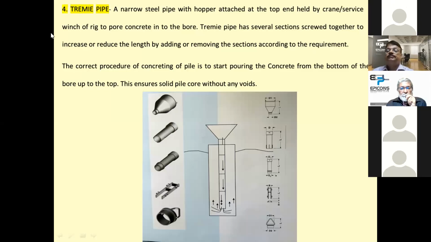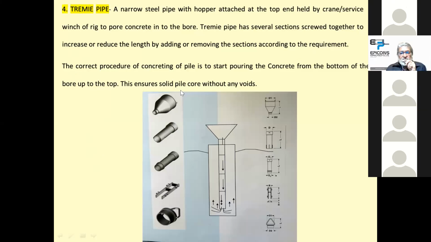Hello. There was a network problem in between, but anyway, I have come to the end of my presentation. Finally, there is a photograph of a tremie. The main reason for using a tremie is that you cannot pour the concrete from a height of 6, 8 or 10 meters. It will get segregated, or if there is water, it will get mixed with the water.